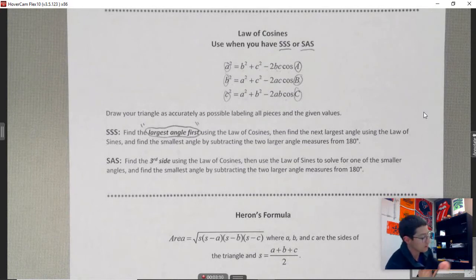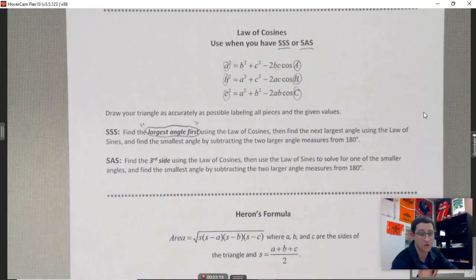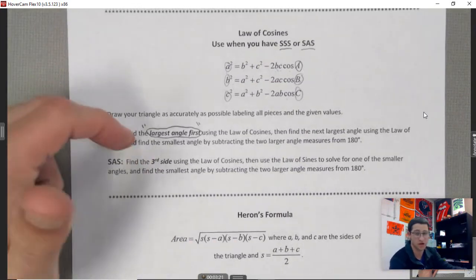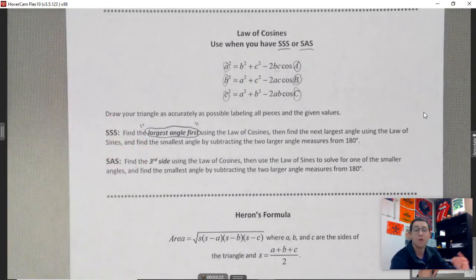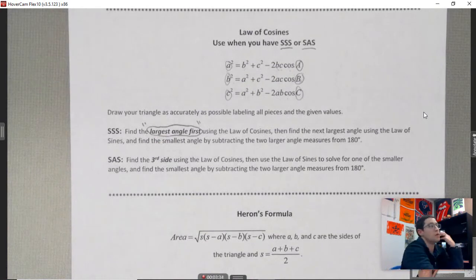Then you're going to find the next largest angle using law of sines, and then the smallest angle by doing 180, because every triangle adds up to 180. You could try to memorize this, but once you apply the law of cosines, the rest lays out exactly what we were doing before. Once you find that largest angle, you end up with an opposite angle and side pair, which means we can now use law of sines.